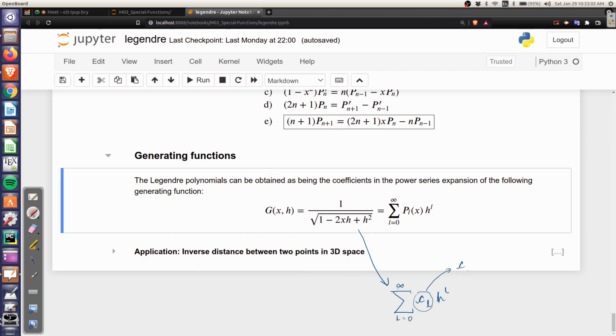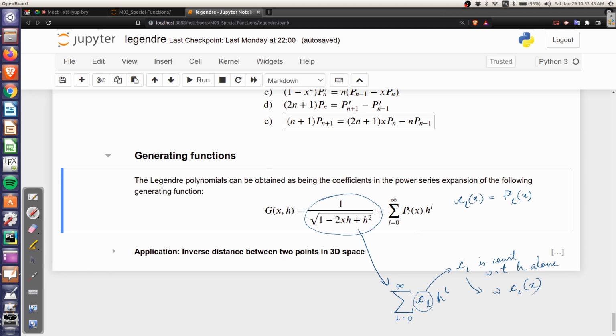Cl is a constant, but it is constant with respect to h alone. Because Cl is a constant with respect to h alone, this implies Cl is a function of x. And it turns out that if the function happens to be like this, then these different Cl of x will turn out to be exactly equal to the Legendre polynomials. So all you have to do is expand it, and whatever you are multiplying with h to the power L will become the Legendre polynomial.